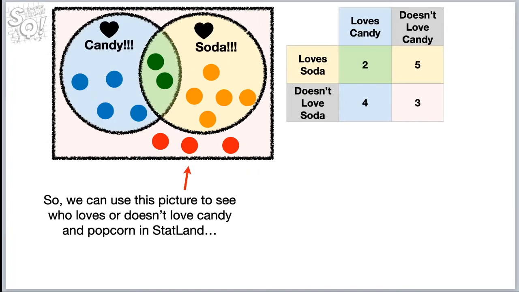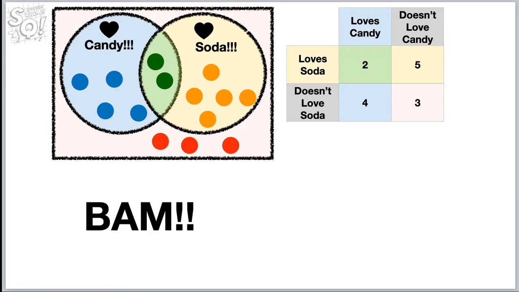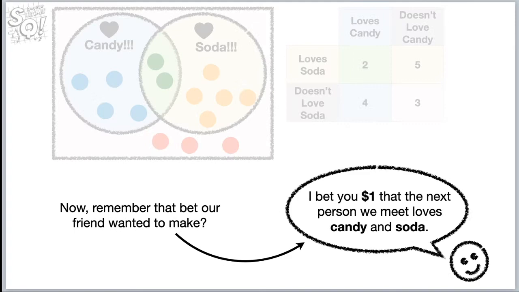So we can use this picture to see who loves and doesn't love candy and soda in Statland. Or we can use the contingency table. They both contain the same information. Someone in the chat just said they love soda too. I wonder if they're from Statland. Anyways, bam!